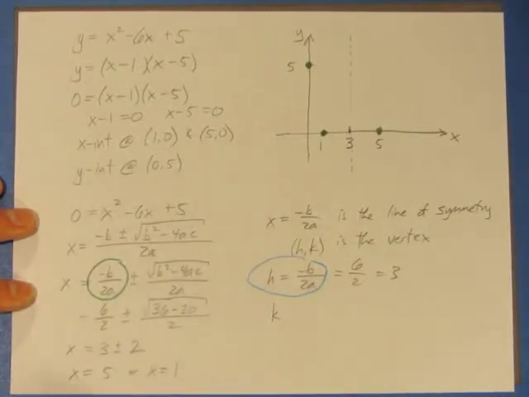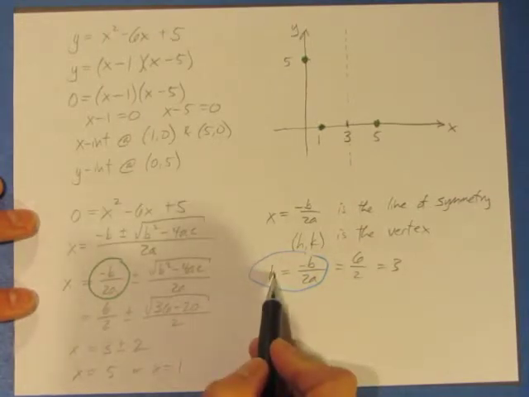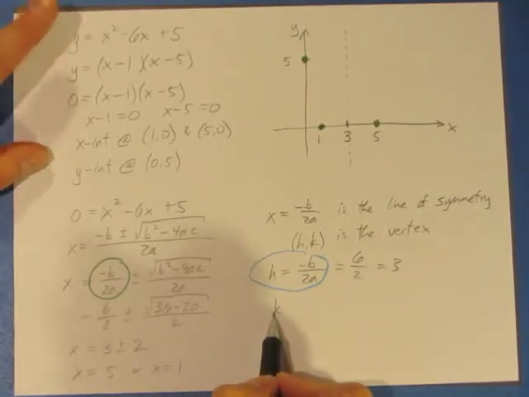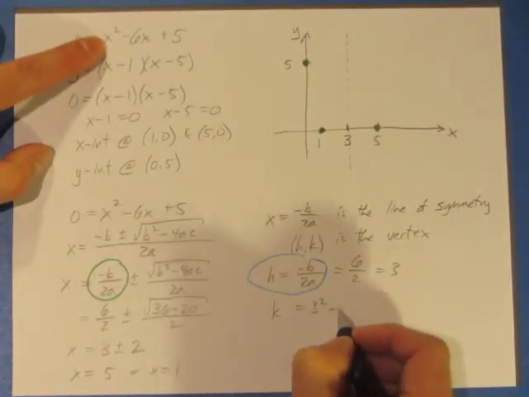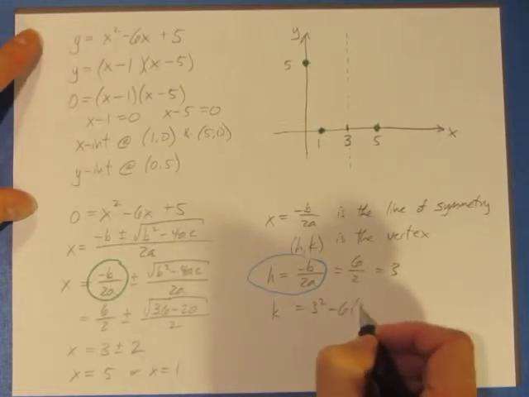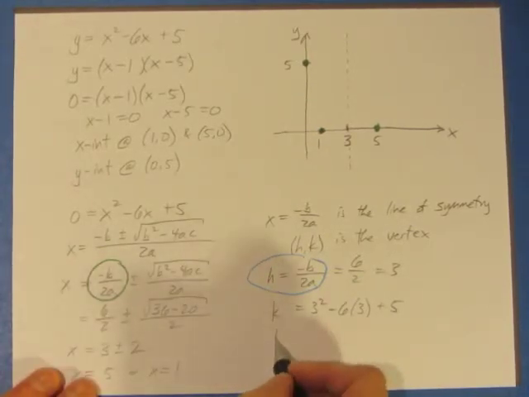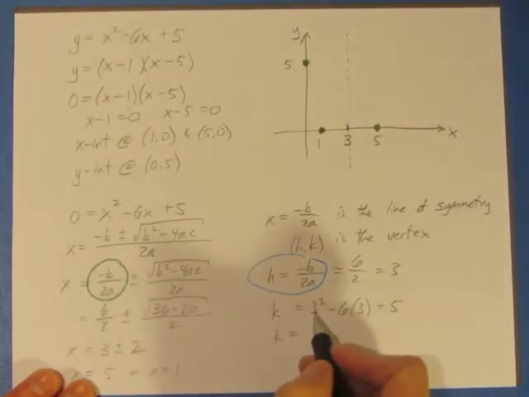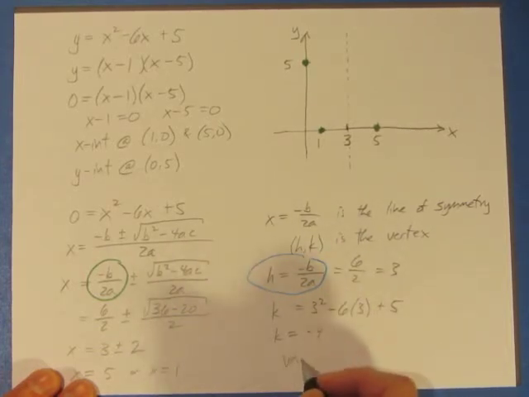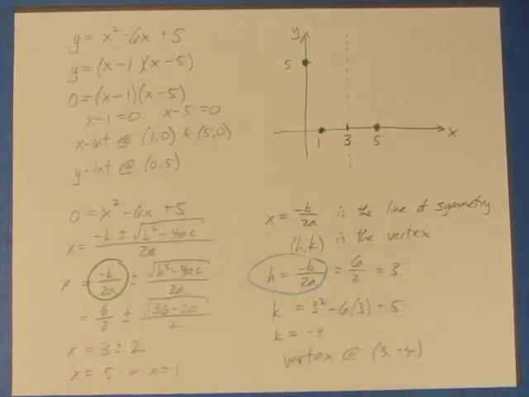Now, how do you find k? The other part of our vertex. Well, k is the y value that is associated with this x value. So you can take k, substitute into your original equation here. Since h is 3, it'll be 3 squared minus 6 times 3 plus 5. And k is going to be 9 minus 18 plus 5, which is negative 4. So the vertex is at 3, negative 4.